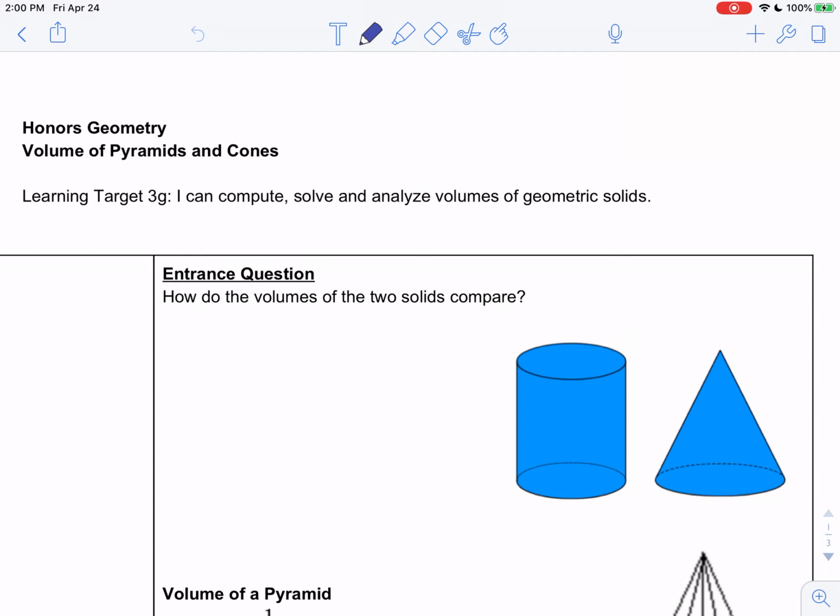Today we're going to talk about the volume of pyramids and cones, and this is going to fall under the Learning Target 3G. I can compute, solve, and analyze volumes of geometric solids. All right, so we're going to take a look here at the entrance question.